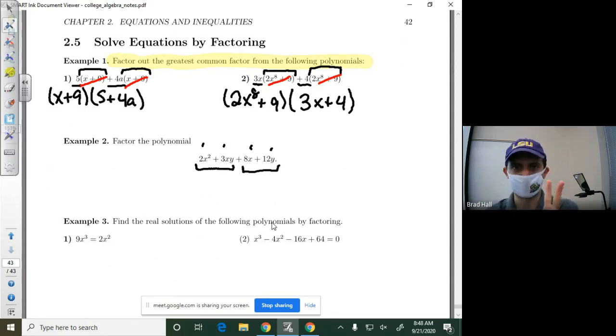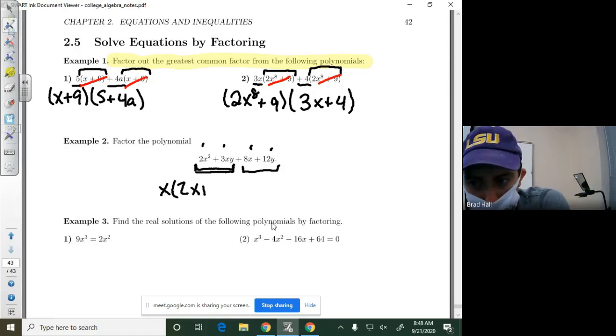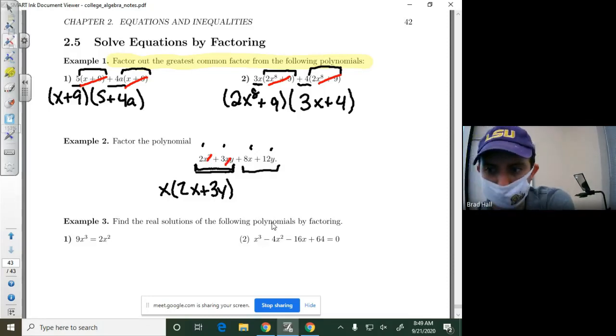And then with the first 2, you think about what's everything they have in common. They both seem to have an x in common. That's all I see. And once I take out an x, it seems like we're left with 2x plus 3y, because I took out one x, and then I took out that x from that term.